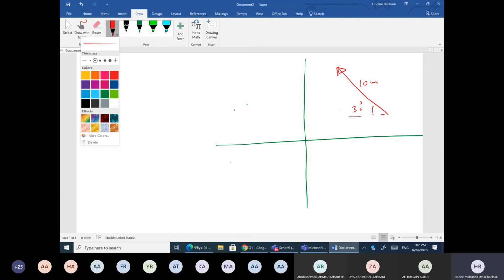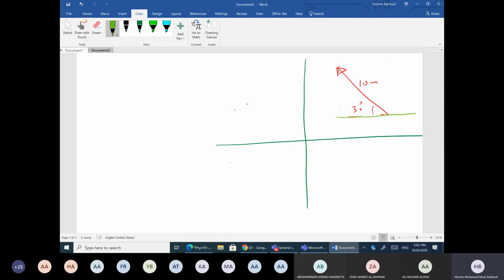To get the quadrant, you have to draw a line at the beginning of the vector like this. Now it is clearly visible: this vector is in which quadrant? Quadrant number two. Okay, and the other easier way is to just draw the shadow of this vector on the x axis. You see, the x component is negative and the y component is positive.